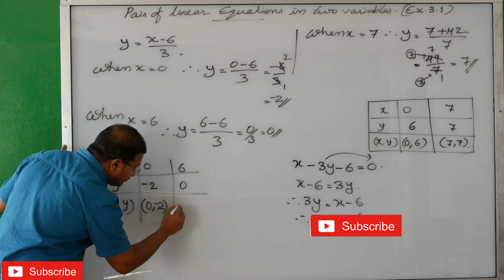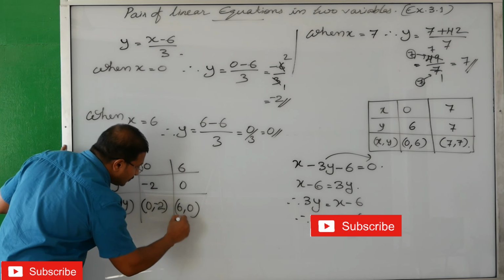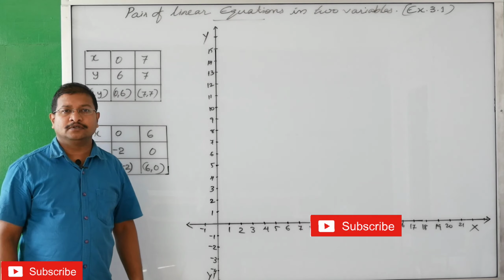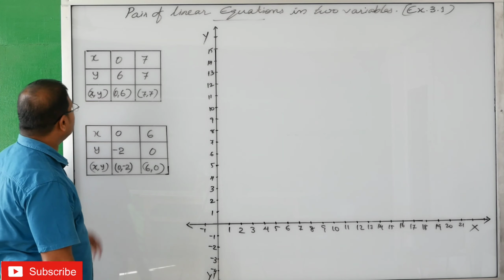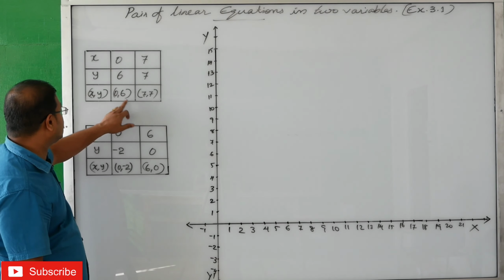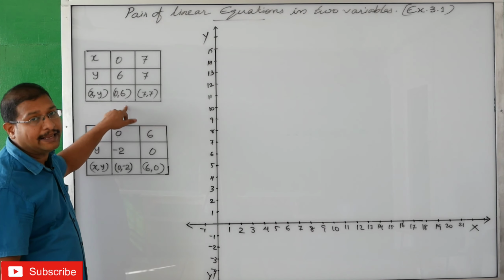That means we will get 6, 0 as the coordinates. Ready? Let us see this one in the graph paper. The first one, x, y, the coordinates are 0, 6. 0, 6 means x equals 0, y equals 6.